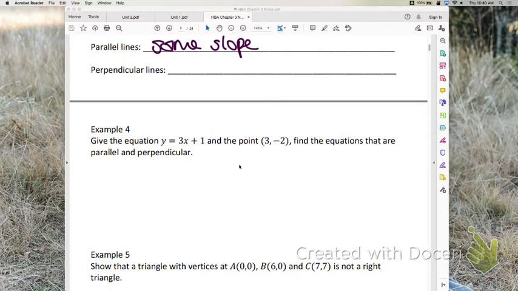Parallel lines, same slope. Perpendicular lines, negative, opposite reciprocal. Opposite sign. Reciprocal. Yeah, that's the word. There you go. Negative reciprocal slope. Good. All right. So recalling how to write parallel and perpendicular line equations, we use point slope for that as well. So on the next page, if I have the equation y equals 3x plus 1 and the point 3, negative 2, we would like to write an equation that is parallel. We would also like to write an equation that is perpendicular.